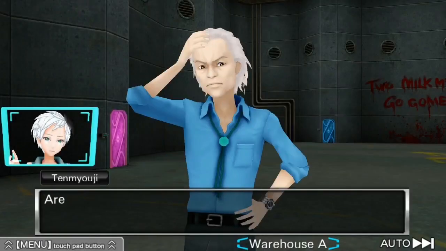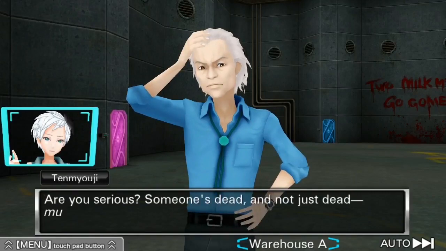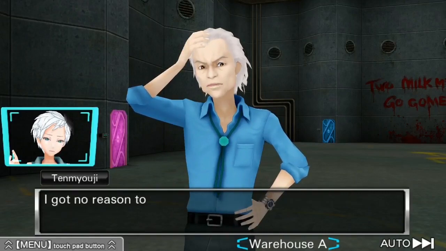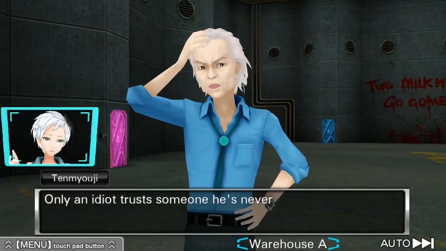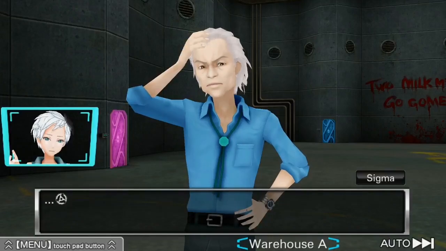With this being his response. Are you serious? Someone's dead, and not just dead, murdered. I got no reason to think that murderer wasn't one of you. Only an idiot trusts someone he's never met when there's a killer on the loose. You think I had a choice?